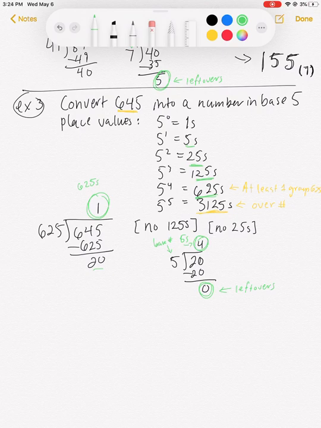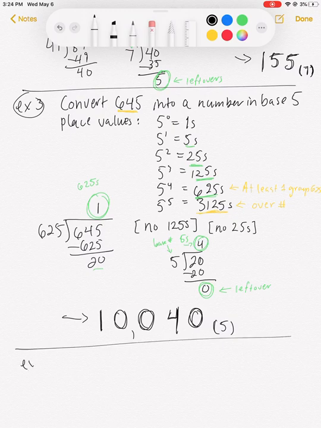Okay. And so what our number will be is, we ran out of room here, so let's go down here. We have one of the 625's, no 125's, no 25's, 4 5's, and then 0 leftovers. And that's 1 0 0 4 0 base 5. So that's what 645 is in base 5. Okay.